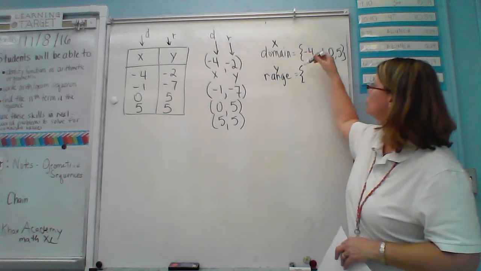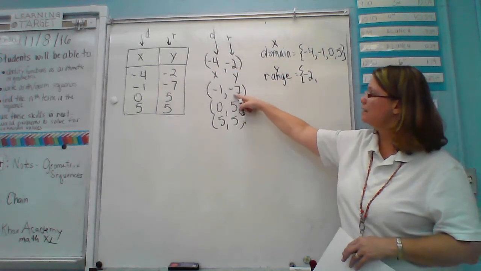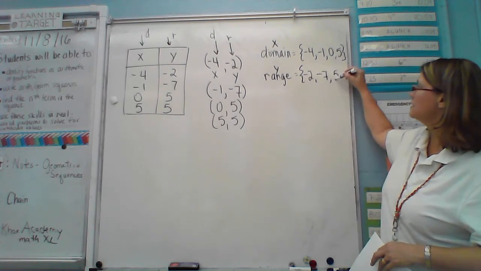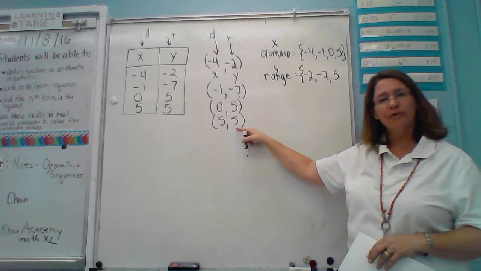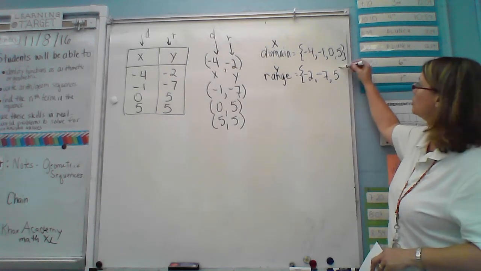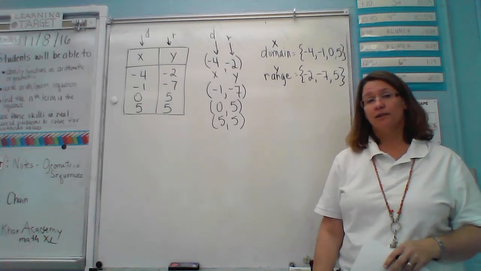So I take -2 and I put it in my list. I take -7 and I put it in my list. I take 5 and I put it in my list. And then I take, oh look, it's a number 5. It's repeated. I'm not going to repeat that number in my list. So I'm going to close it off, and that is my list of range.